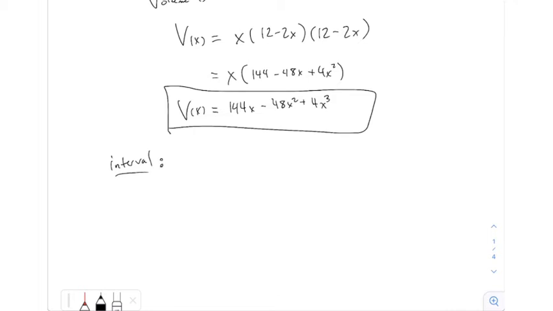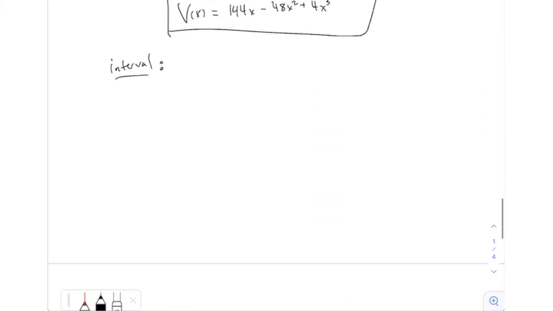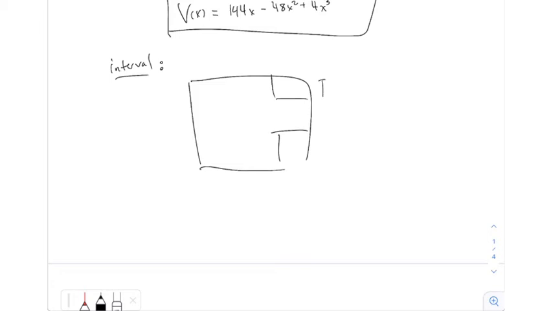Now, I didn't say anything about the interval in the original statement of this problem, but you have to look at the scenario and decide for yourself, based on the geometry. Maybe I'll draw this picture again. I'll just draw this much of it. Here's x, here's 12, there's another x right there. Just looking at the picture, think about what's the smallest the x could possibly be, and what's the biggest the x could possibly be. What's the smallest you could imagine the x being? I would say 0.